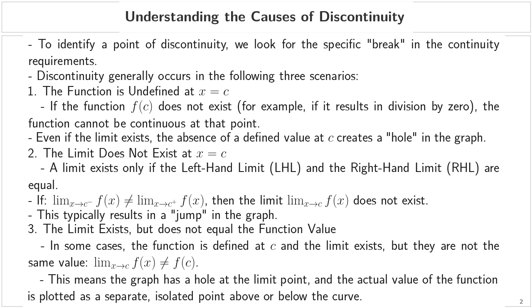Finally, there are cases where the limit exists, but it does not equal the function's value. In this scenario, the function is defined at c and the limit exists, but they are not the same value. In other words, the limit as x approaches c does not equal the function of c. This means the graph has a hole at the limit point, and the actual value of the function is plotted as a separate, isolated point located either above or below the curve. Understanding these three causes will help us as we move forward to look at a real-world analogy and some detailed mathematical examples.